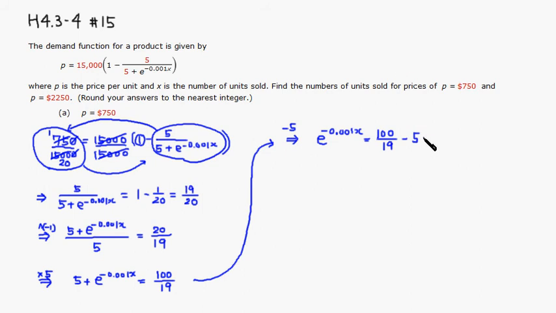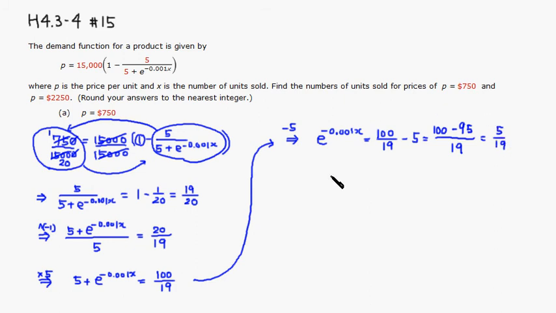Taking a common denominator, that'll be 19. So 100 minus 5 times 19, which is 95. 95 over 19 is the same as 5, so this is going to be simply 5 over 19.